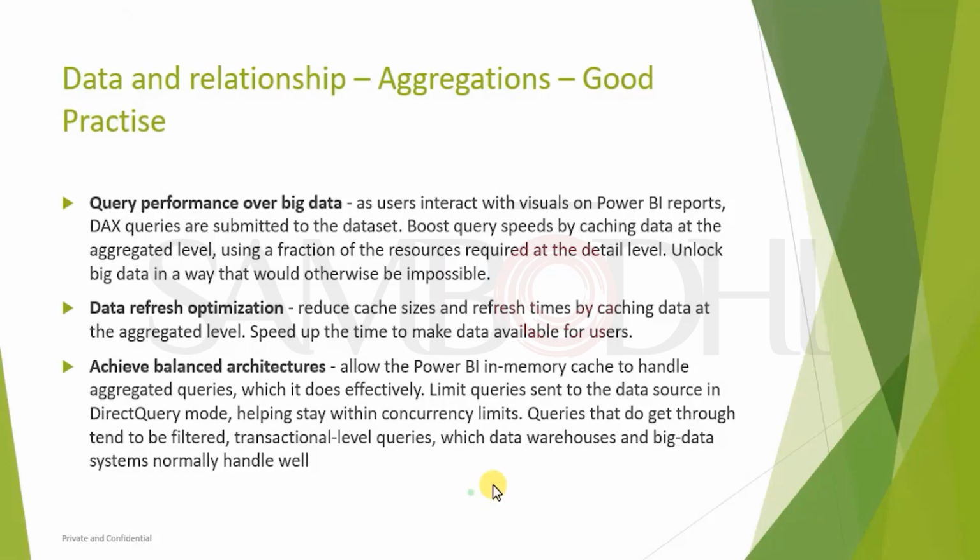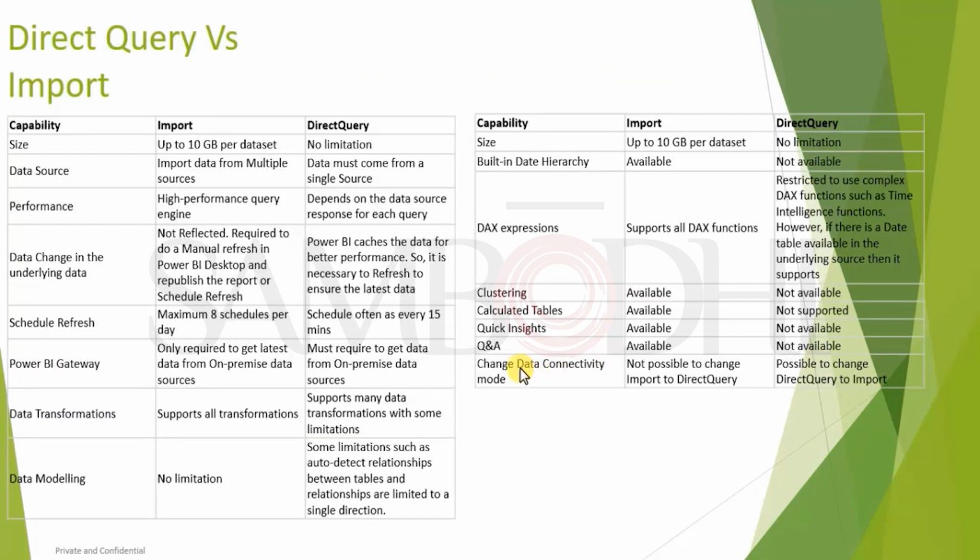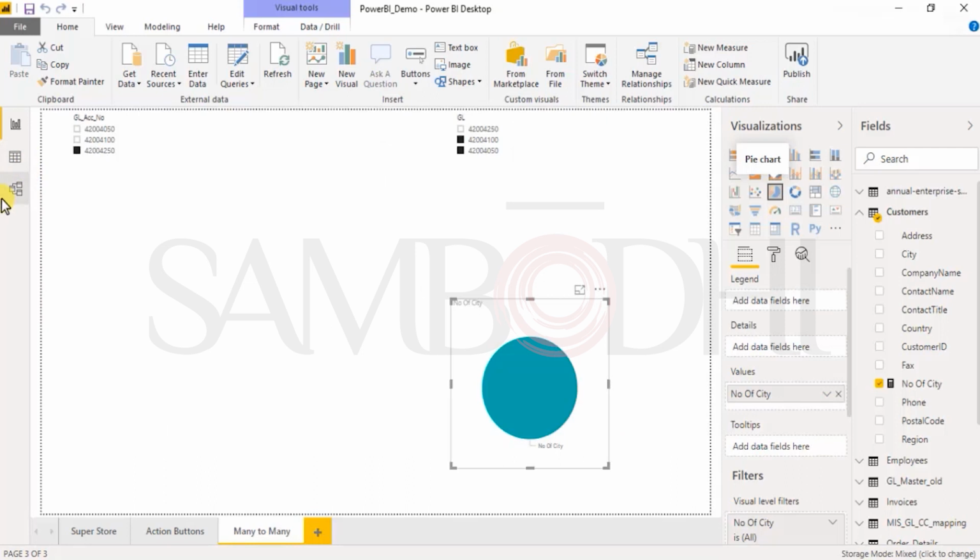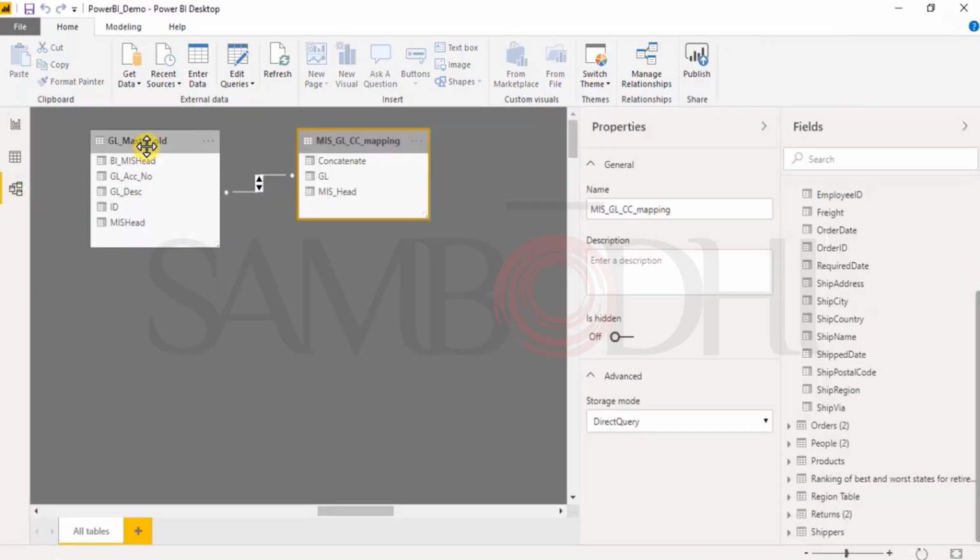Coming back to our PowerPoint slide. Yes, if you go back and change the data connectivity, as I said, it is not possible to change import to direct query, but it's possible to change direct query to import. So let's do one thing. Let's check, is it possible to change direct query to import? If I go back over here, I know I have imported two tables today. One was direct query. This was an import. If I change it to direct query, will it permit me? Let's have a look.